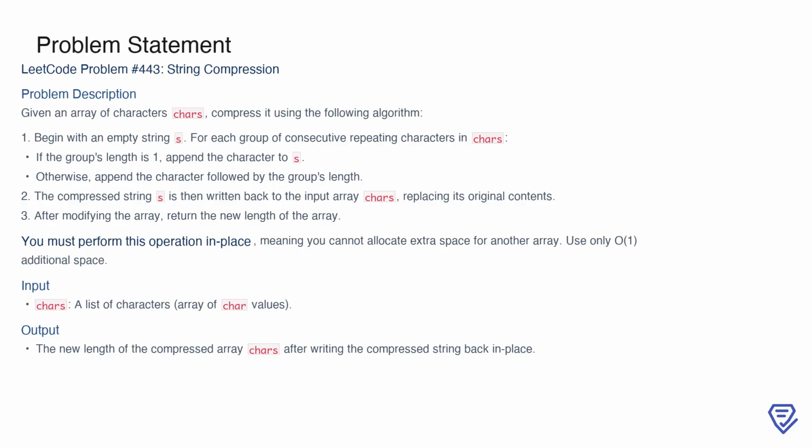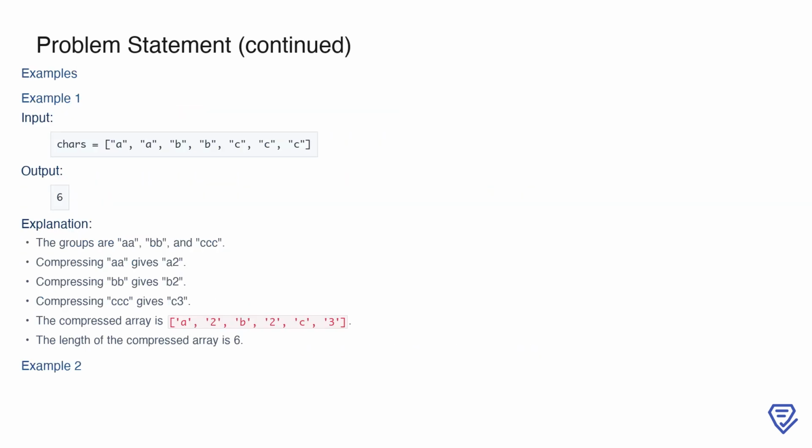Remember, this operation must be performed without allocating any extra space, so we're limited to O(1) additional space beyond the input array itself. The input is a list of characters, and the output is the new length of the array after the compression is applied. Let's explore the mechanics of the problem with a concrete example.